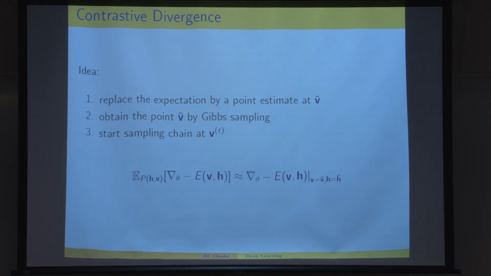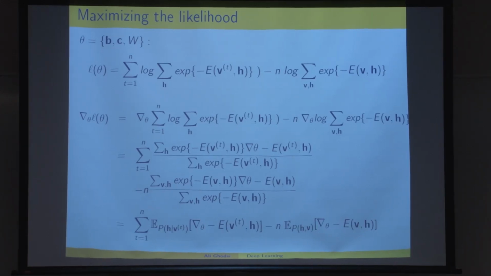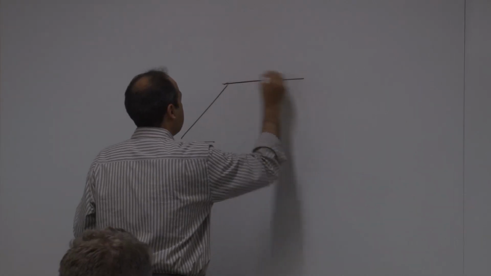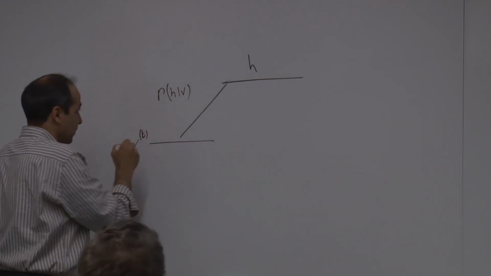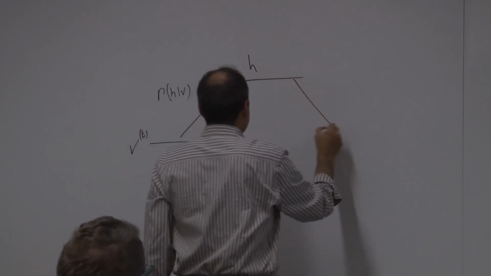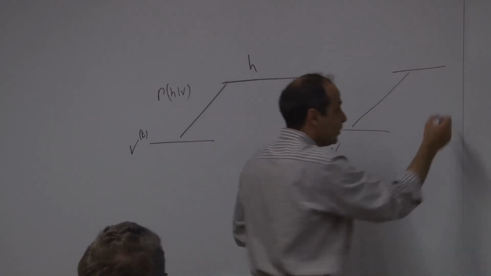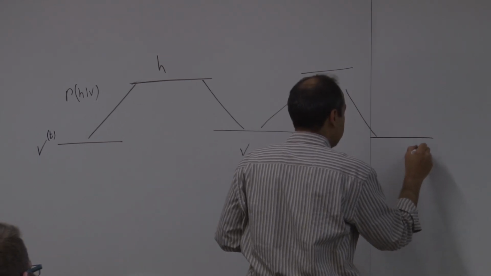What does it mean exactly? I give you an observation V. Using the conditional distribution, you can sample H, because you know p(H given V). So I give you V, sample H. Given H, you can sample another V, and given this V, you can sample another H. That's Gibbs sampling. Go a couple of iterations of Gibbs sampling, and you have a point, call it V tilde.